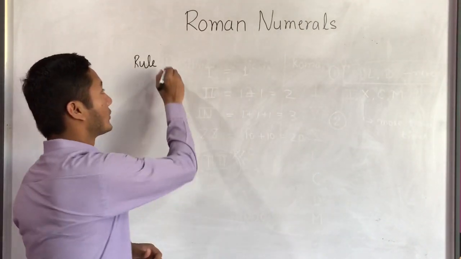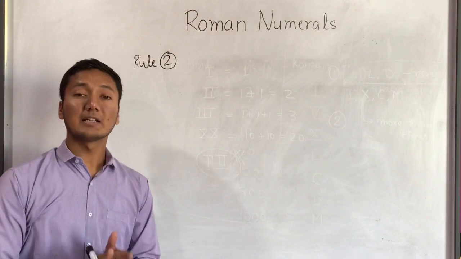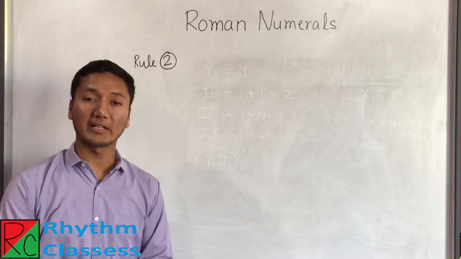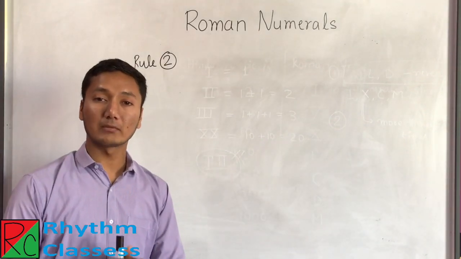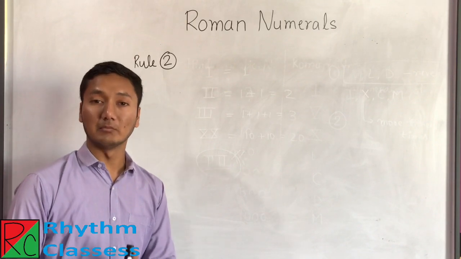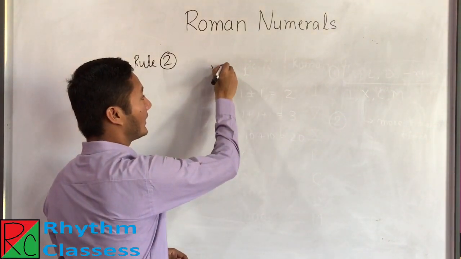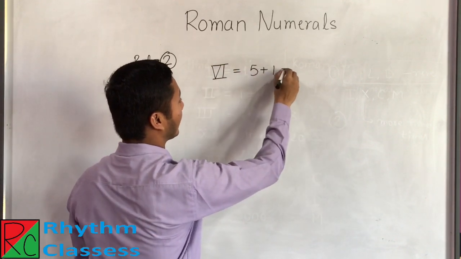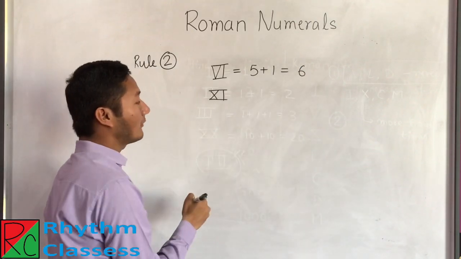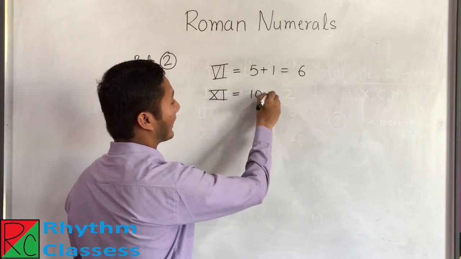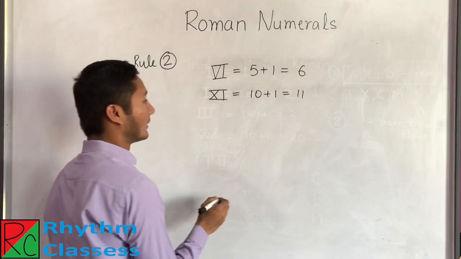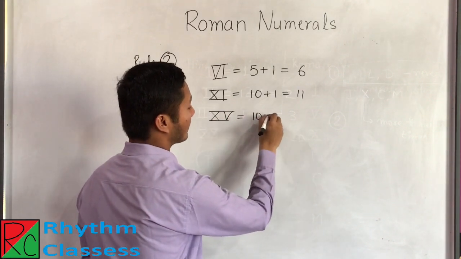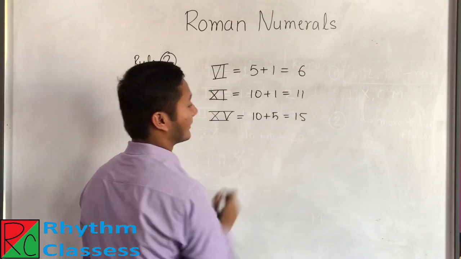Now rule number 2. If a symbol of smaller value is written to the right of a symbol of greater value, then we add its value to the value of the greater symbol. Like if you write VI, it becomes 5 plus 1 equals 6. If we write XI, it becomes 10 plus 1 equals 11. If we write XV, it becomes 10 plus 5 equals 15, etc.